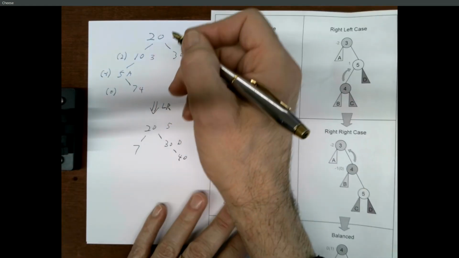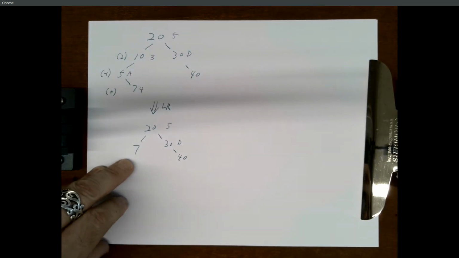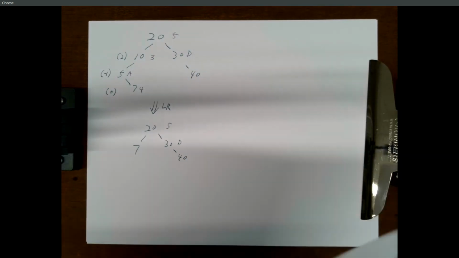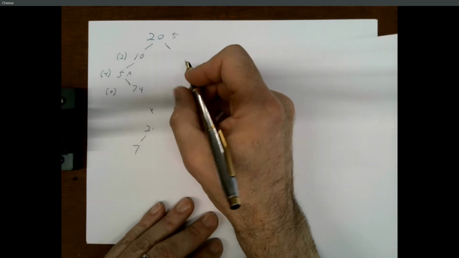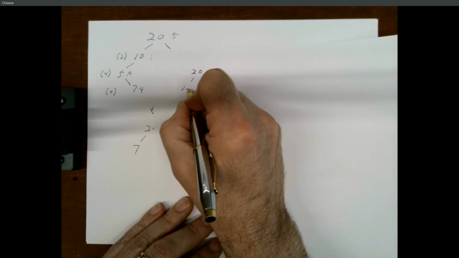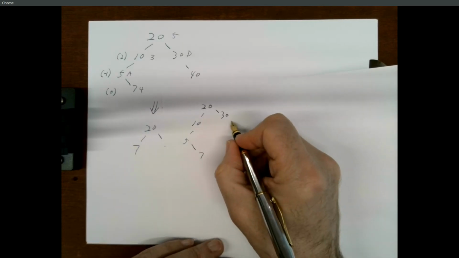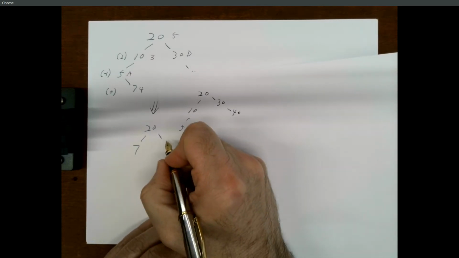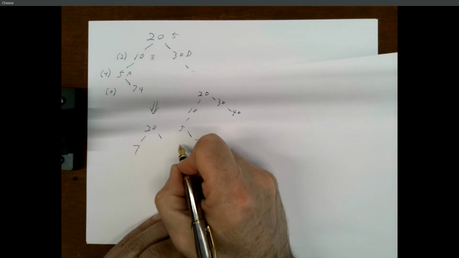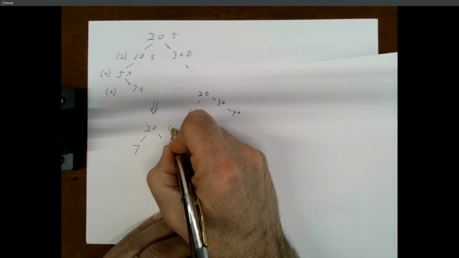Oh, I numbered these wrong. Okay. Let's just start that fresh. All right, balance factors in parentheses. So this is a factor of 0, this is -1, this is 2.